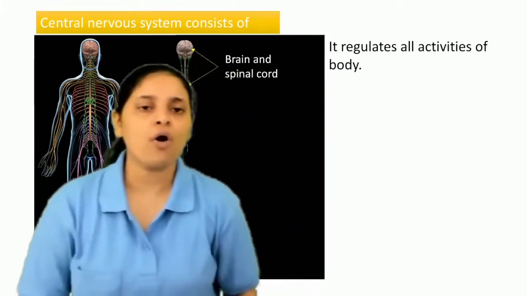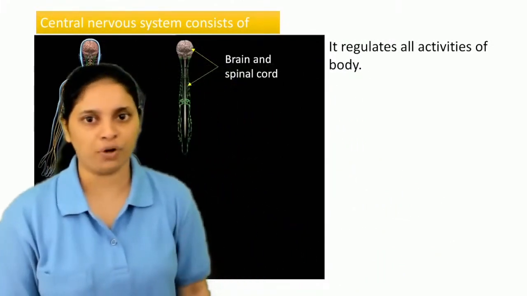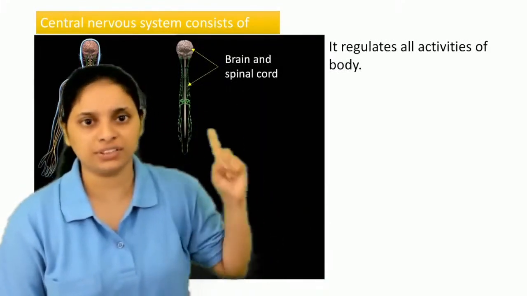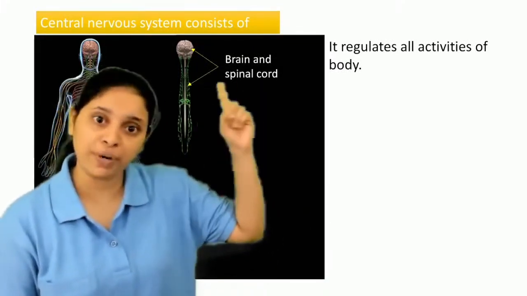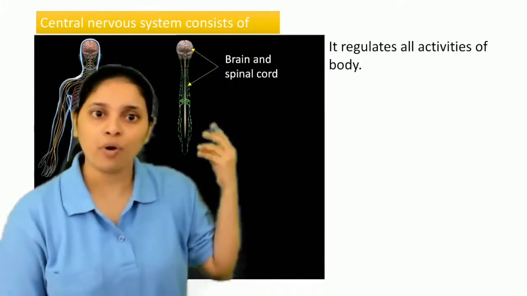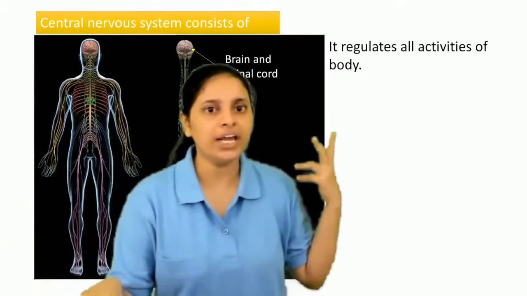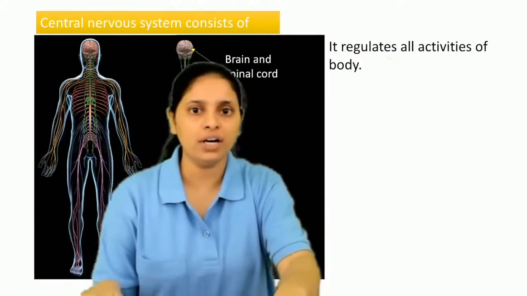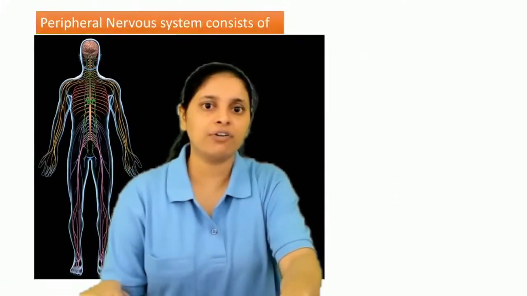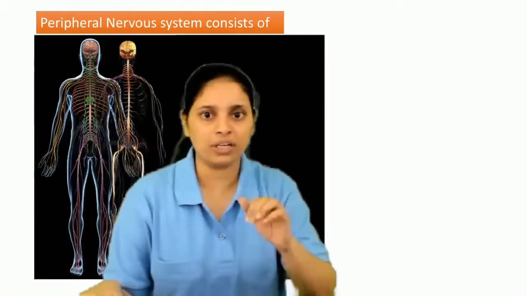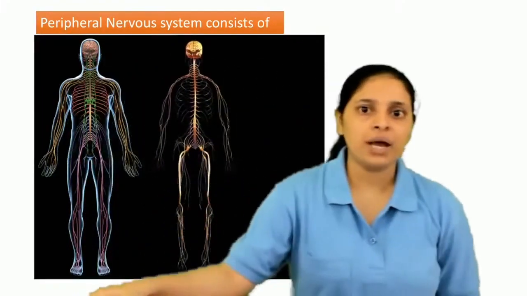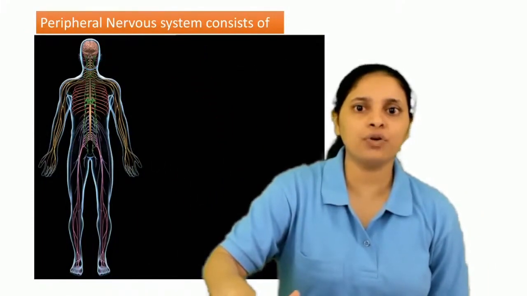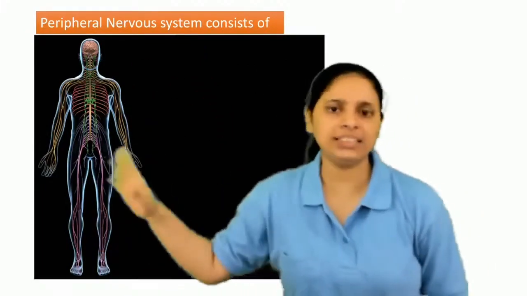It regulates all the activities of the body, right? This is the most important part of nervous system. It contains brain and spinal cord. So obviously it will be very important. It will regulate all the activities of the body. Okay? Regulate means control. Now let's see the second one, the peripheral nervous system. Okay, yes, once again look, this is the human body with all the systems.